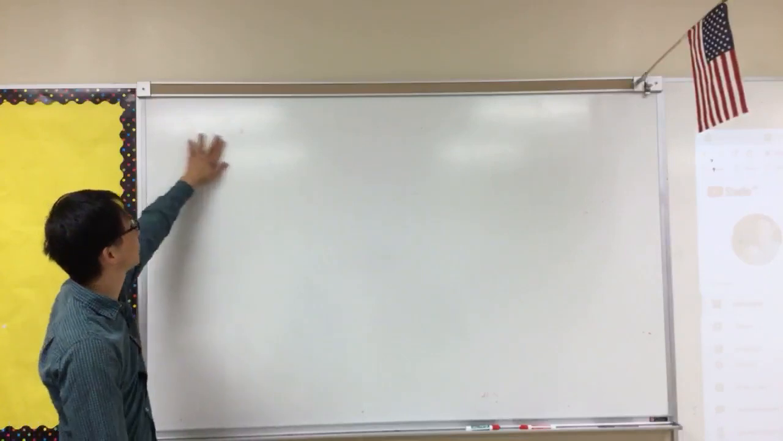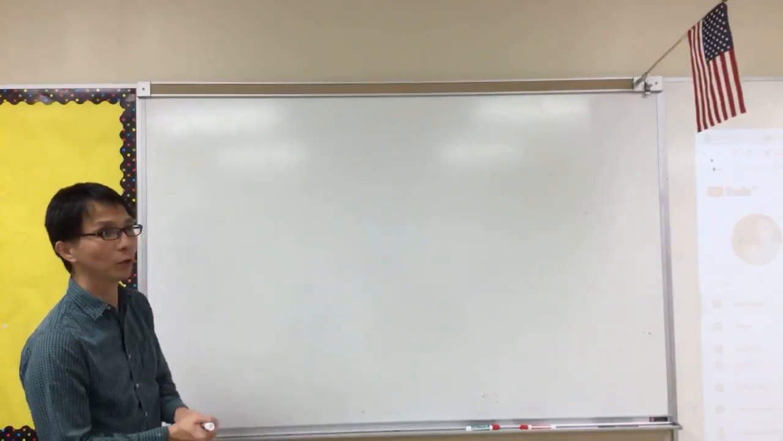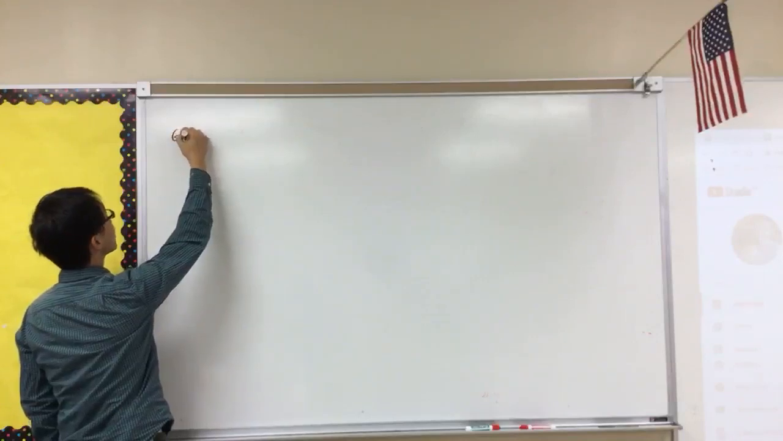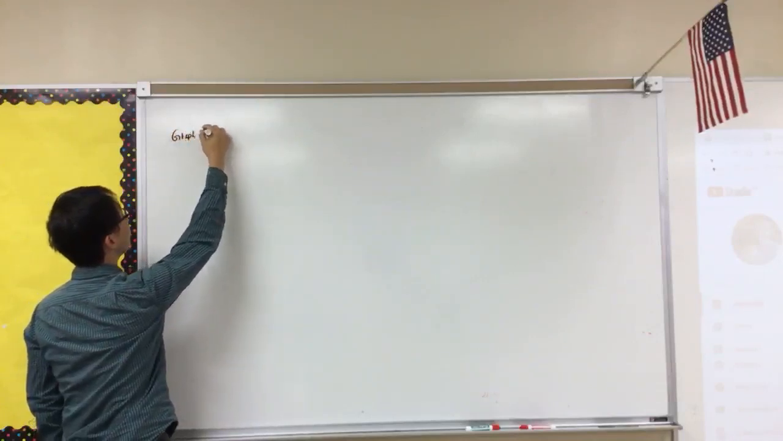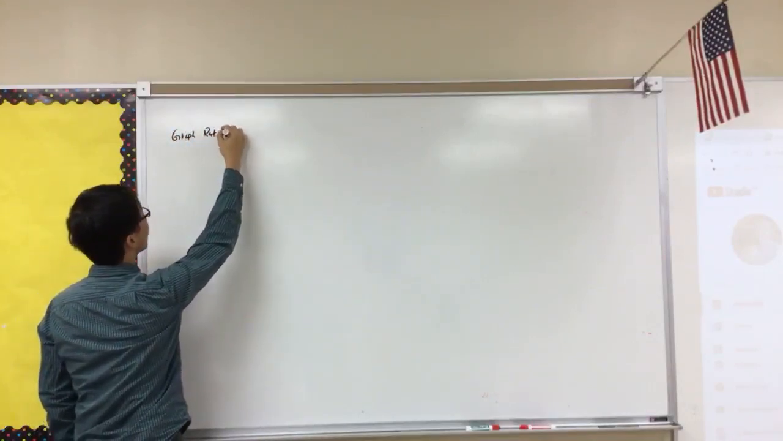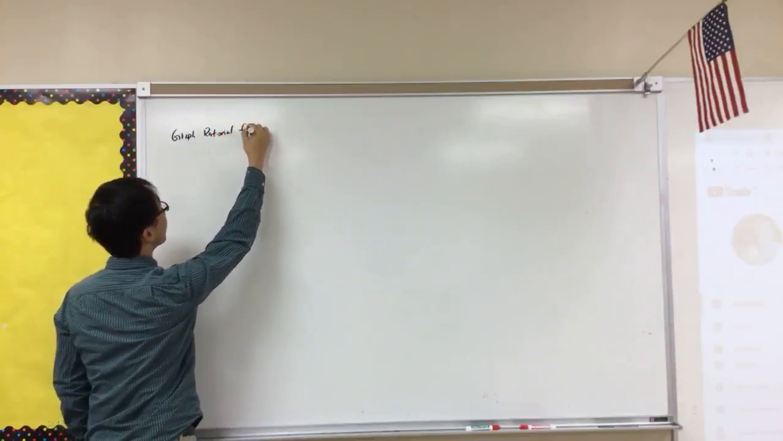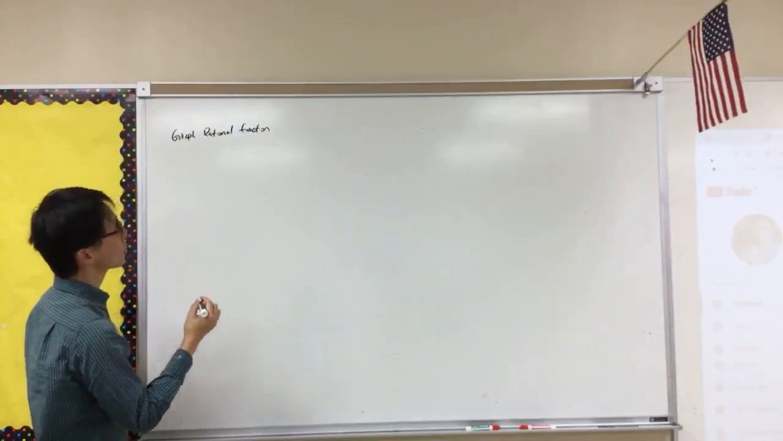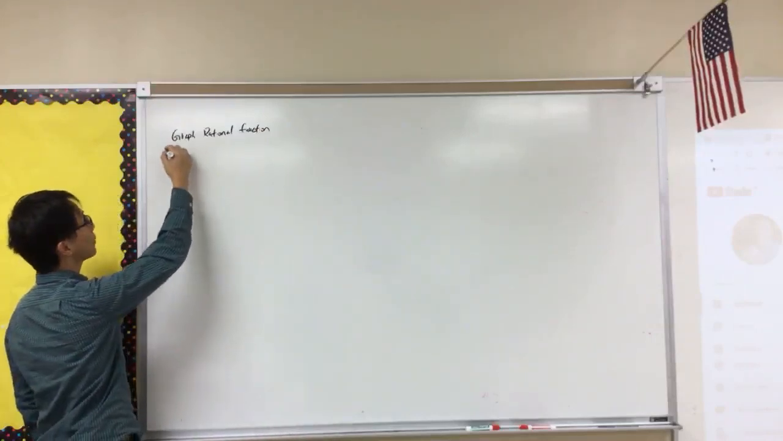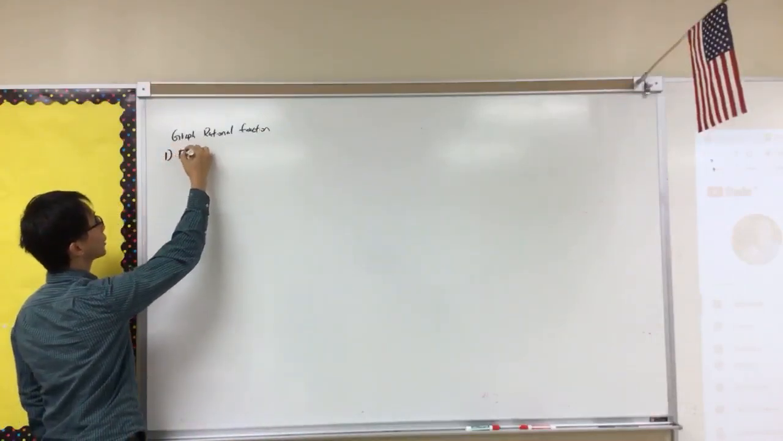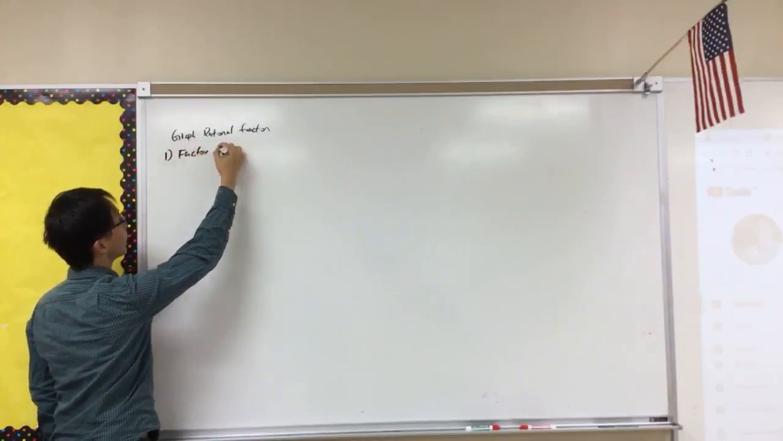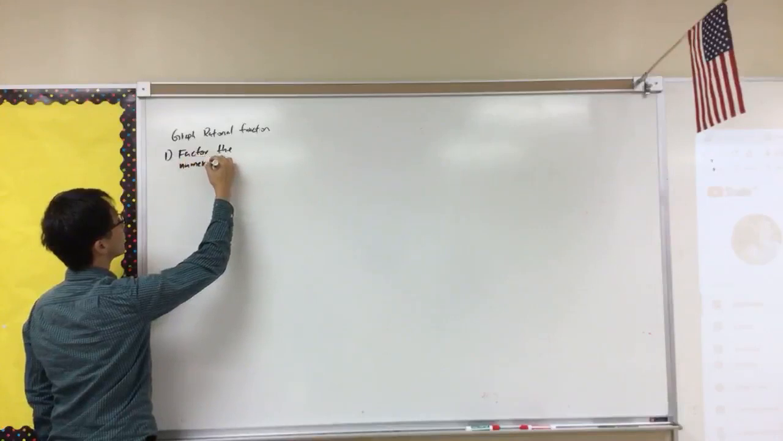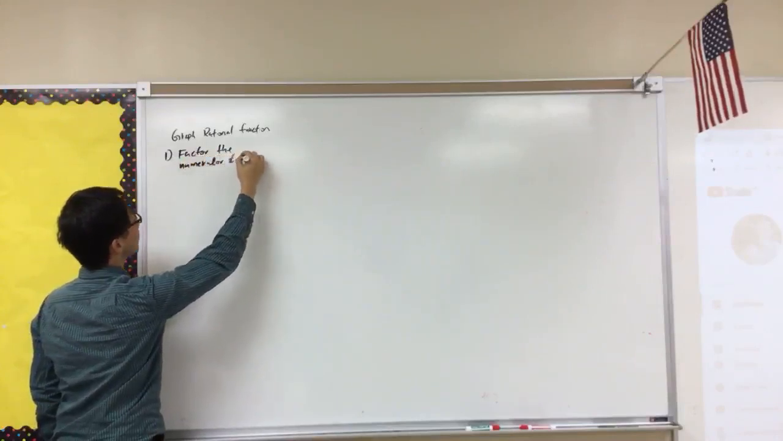Okay, so anyway, we can graph rational functions. So we talked about that yesterday. Okay, graph rational functions. The first step we talked about already. We have to factor the numerator and denominator.